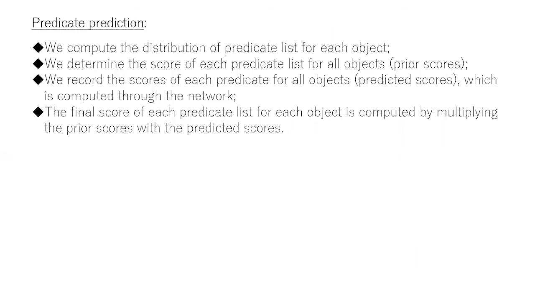And for predicate prediction, we first compute the distribution of predicate list for each object. And then we determine the score of each predicate list for all objects. And then we record the scores of each predicate for all objects, which is computed through the network. And finally, the final score of each predicate list for each object is computed by multiplying the prior scores with the predicate scores.